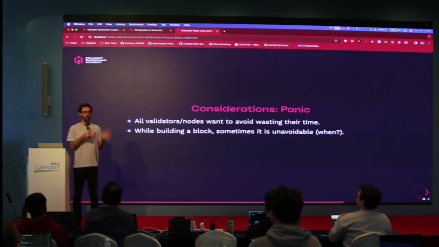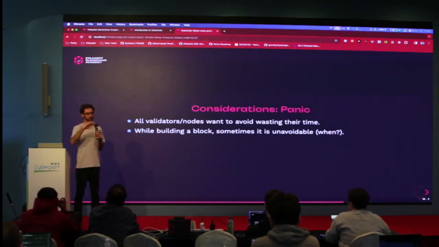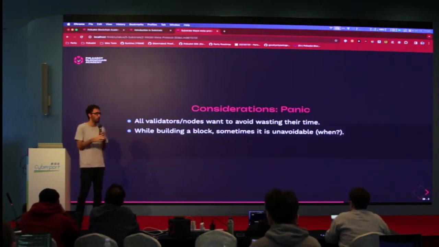So when a panic happens in a runtime API, what happens is that the Wasm instance is killed, and whatever state changes happened as a consequence of that are also reverted. So it's almost as if nothing had happened. So let's think about it.